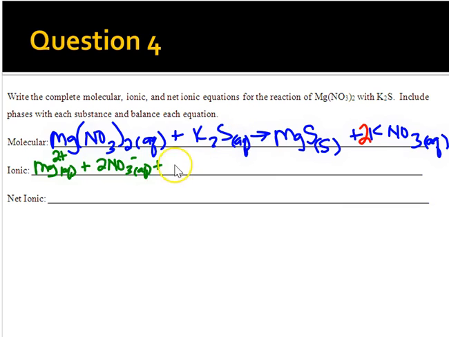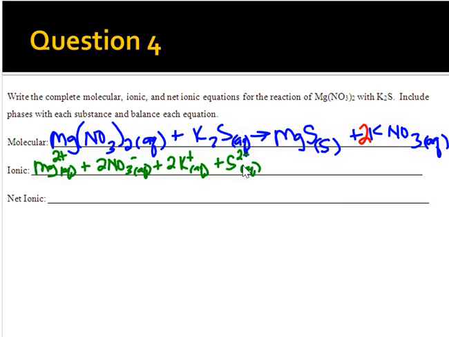Alright, plus, then I get to my second reactant here. It's also aqueous, so I break it up. My first ion is potassium, so how many do you have? 2. Potassium's charge is +1, and it is aqueous. The second ion there is the sulfide ion. There's 1 of them, so I'm just going to write S. Sulfur has a -2 charge, and it is aqueous.